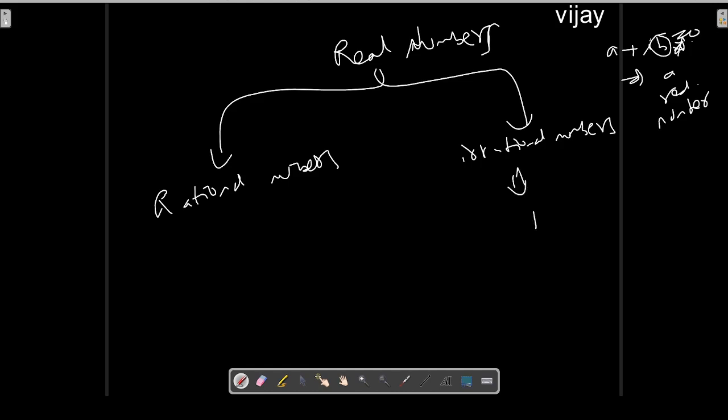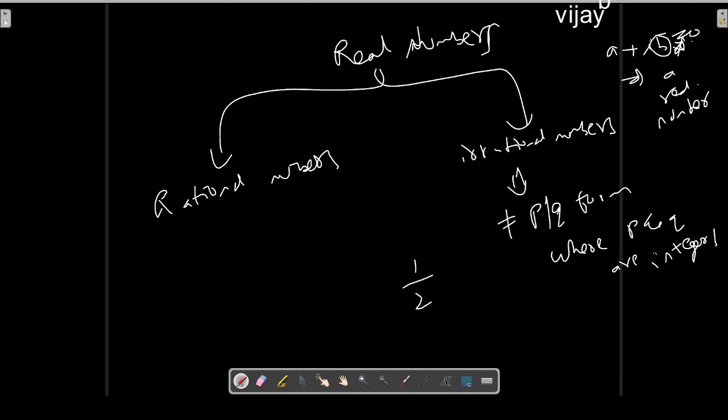Irrational numbers are nothing but a number which cannot be represented in p by q form, where p and q are integers. So let's suppose we take 1 by 2, it can be represented in the format of p by q, where p and q are integers. Like 1 is an integer and 2 is also an integer. So this cannot be an irrational number.